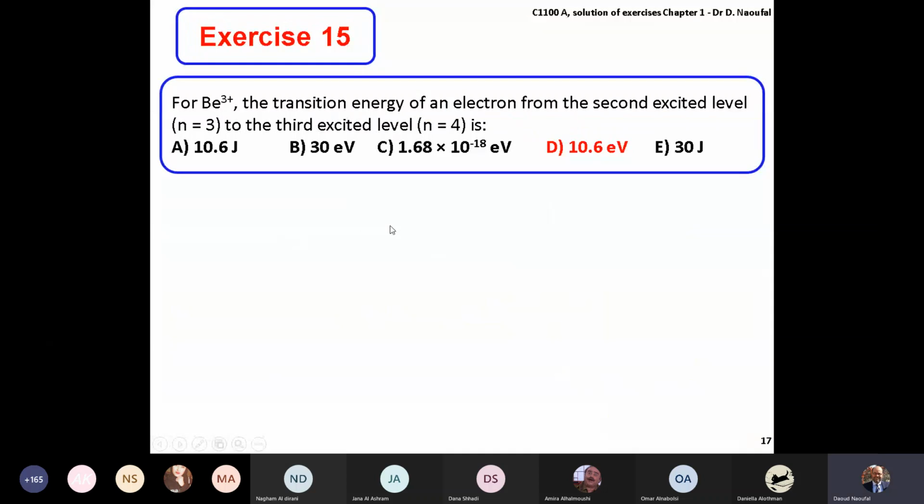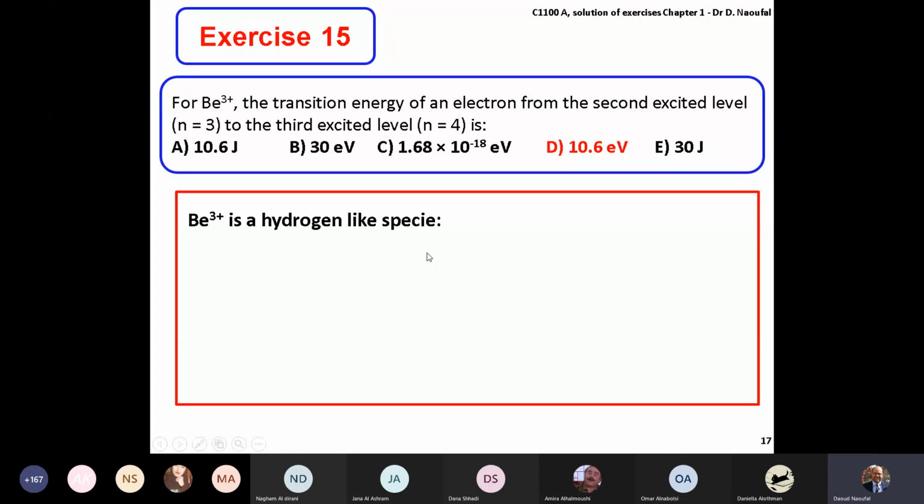Exercise 15. For beryllium 3+, which is hydrogen-like, the transition energy of an electron from the second excited level to the third excited level is. We apply the energy difference. Okay, the electron returns from n equal 4 to n equal 3.